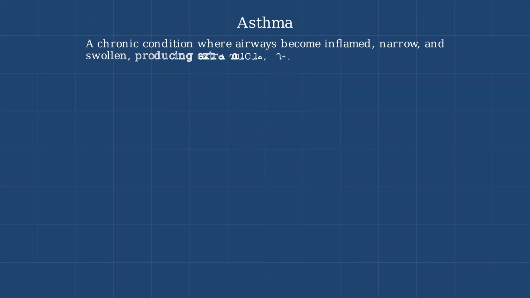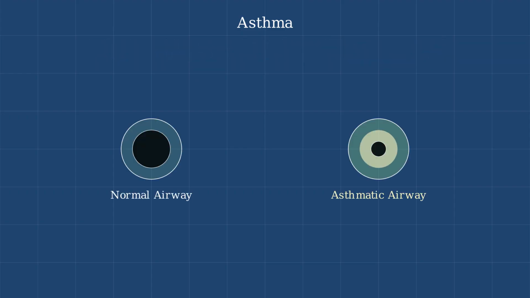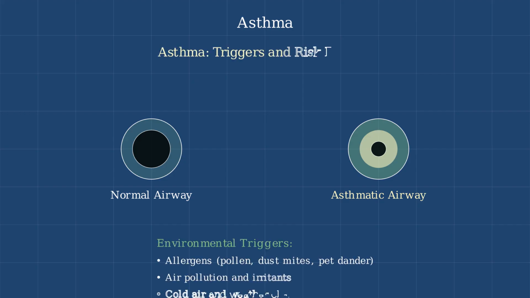Asthma is another major chronic respiratory disease where the airways become inflamed, narrow, and swollen, making breathing difficult. During an asthma attack, the muscles around the airways tighten, the airway lining becomes inflamed, and excess mucus is produced, significantly narrowing the air passages. Unlike COPD, asthma has both genetic and environmental triggers.